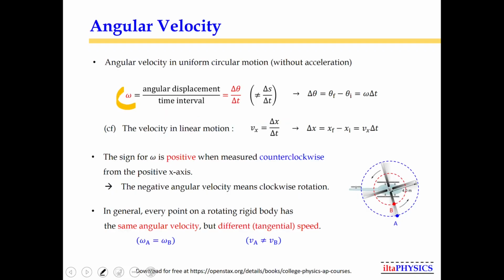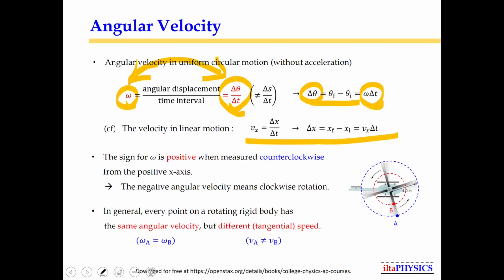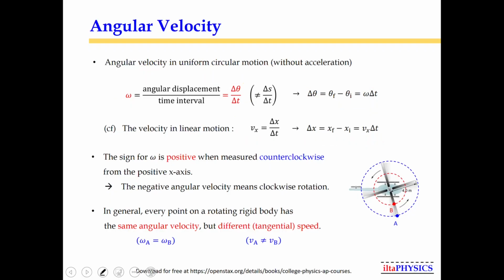A change in angular position is the value obtained by subtracting the initial angular position from the final angular position, which can be understood as the same concept as displacement in linear motion. One thing to be careful about here is that angular velocity is the displacement divided by time. Please understand clearly that it is not the arc length or distance divided by time.